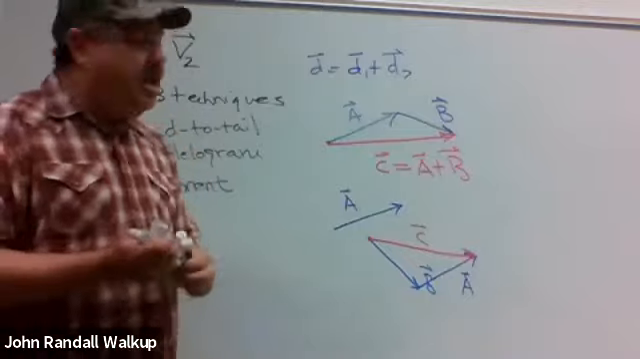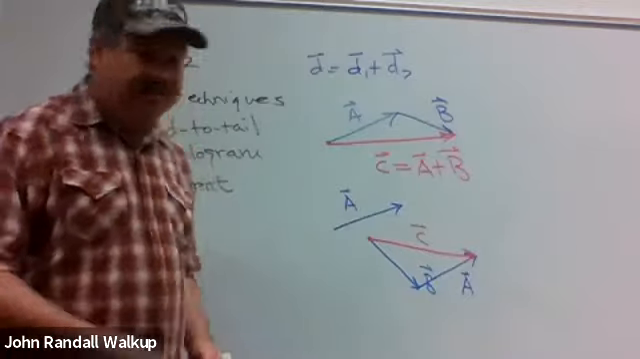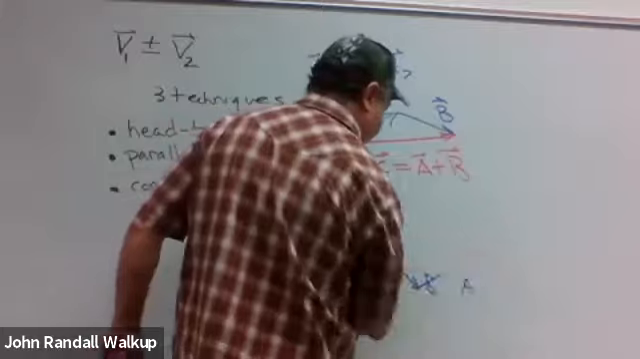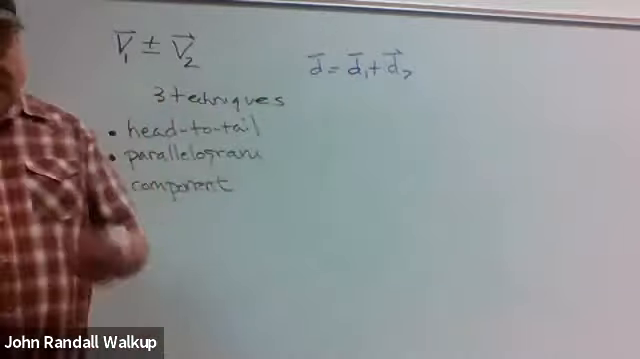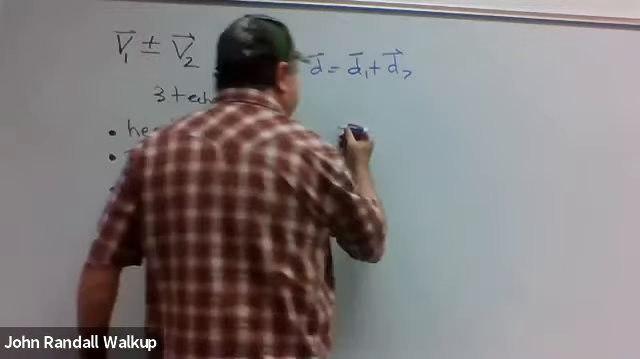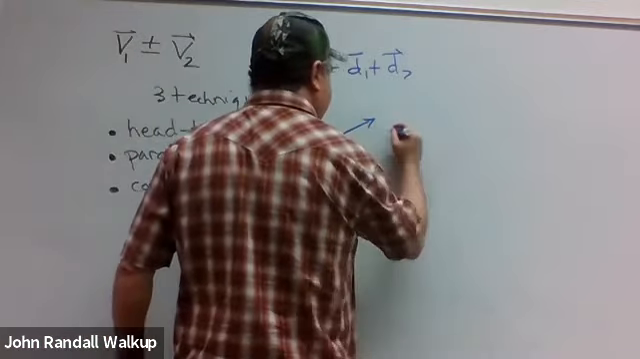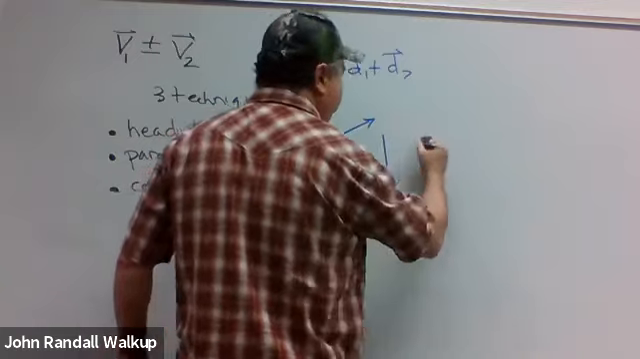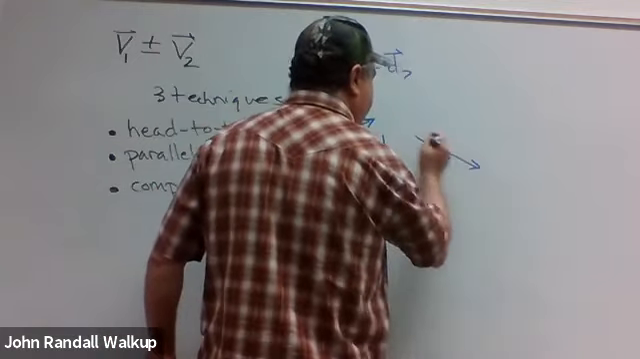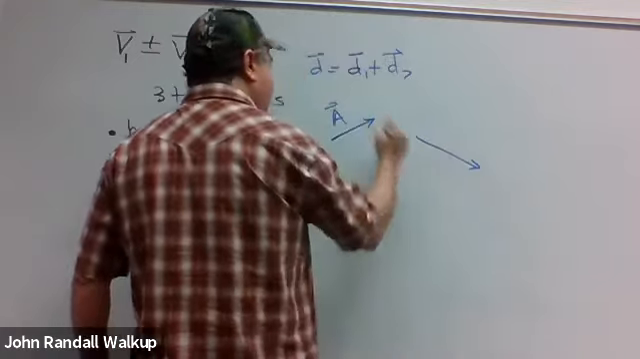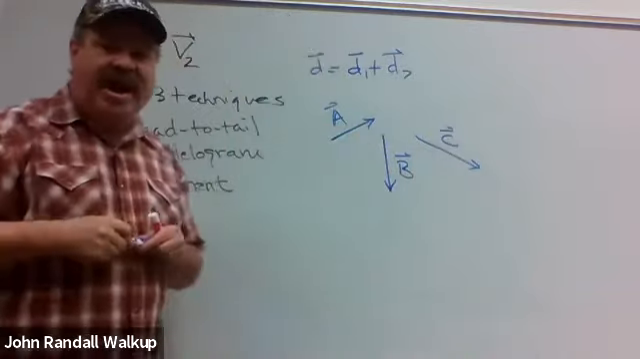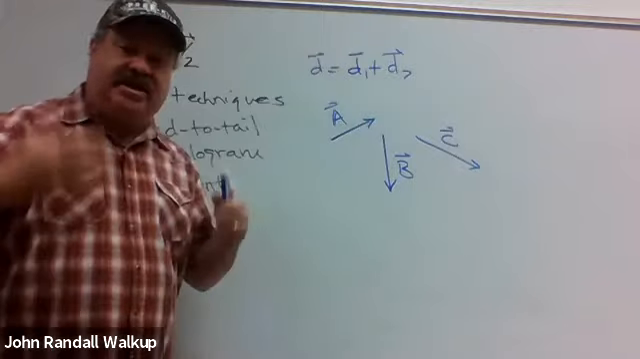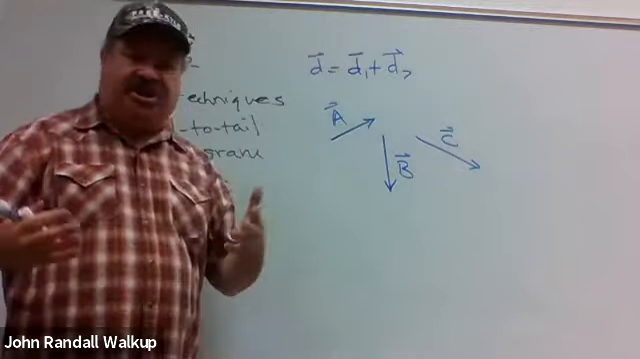So let's do another one. And this time we'll add up like 4 vectors. So here's a vector. Here's another one. I'll just do 3. Here's another one. So this is A, B, and C. How do we add these vectors? Well, we add them up head to tail. So we're going to hook them up in a daisy chain.